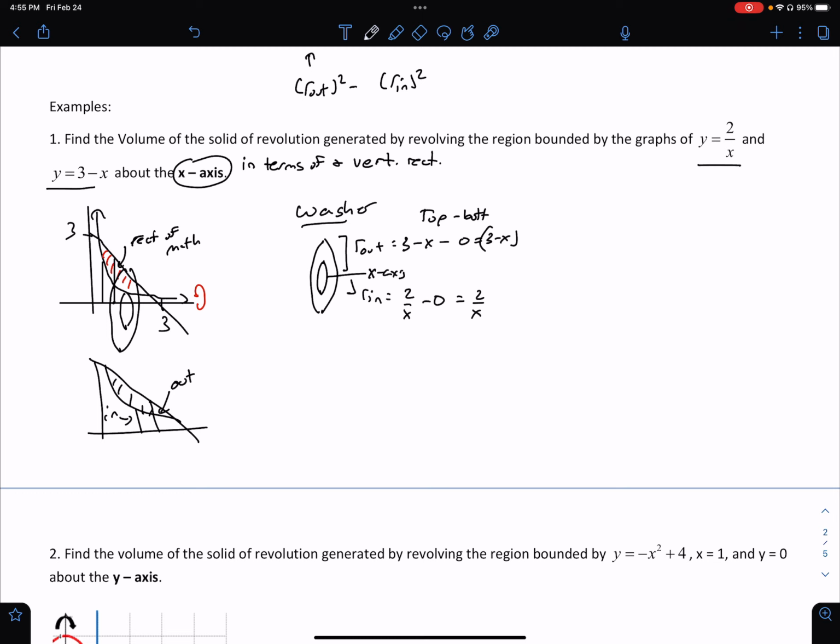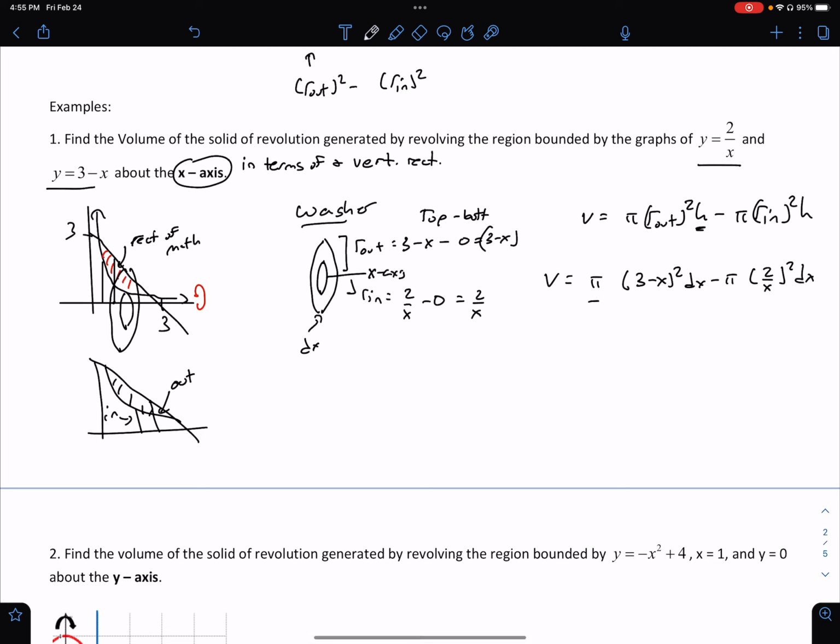And if I want to set my volume up, well, my volume is going to be pi times the radius of the outside squared times h, minus pi times the radius of the inside function squared times h. And I can just write this as pi, the radius of our outside is this (3 minus x) squared, h, remember, is just going to be dx, minus pi, the radius of my inside, that was just (2 over x) squared, and again, just dx.